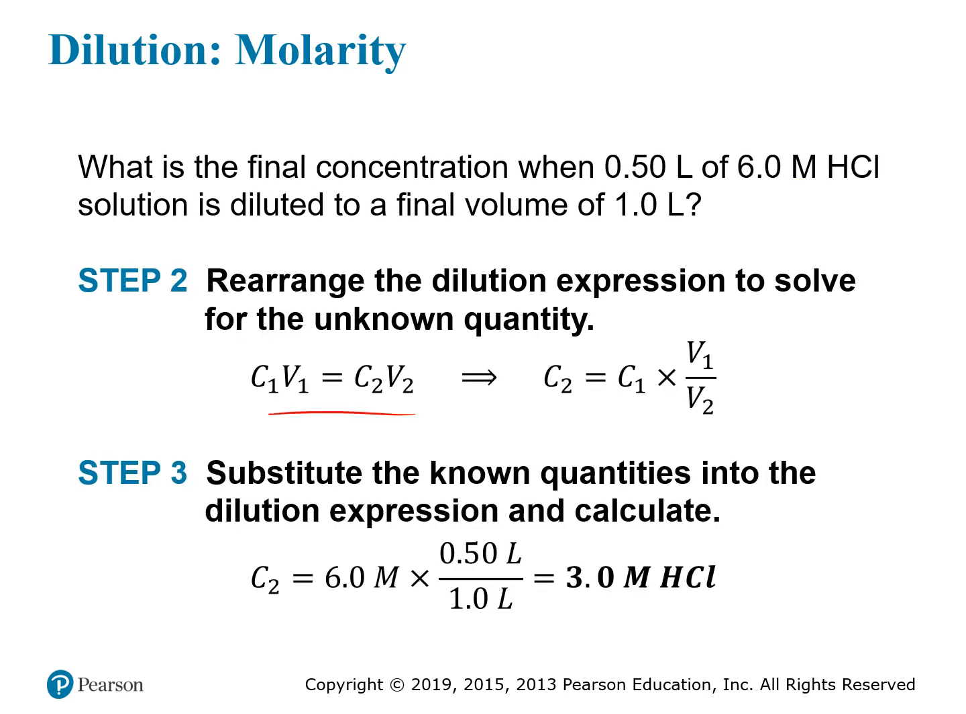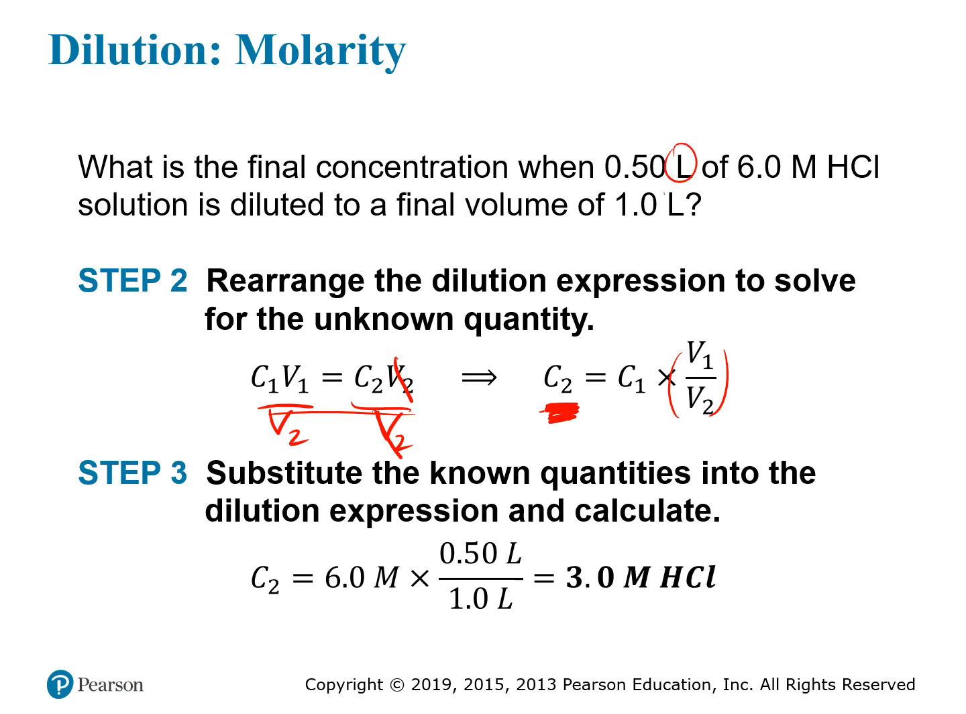We can take the dilution formula and rearrange it to find C2. This is the value we're looking for, so we can just divide both sides by V2, and that will cancel V2 on the right-hand side, and so we'll end up with C2 equals C1 times V1 over V2. Again, we collected the volume units together to recognize that that unit has to cancel.